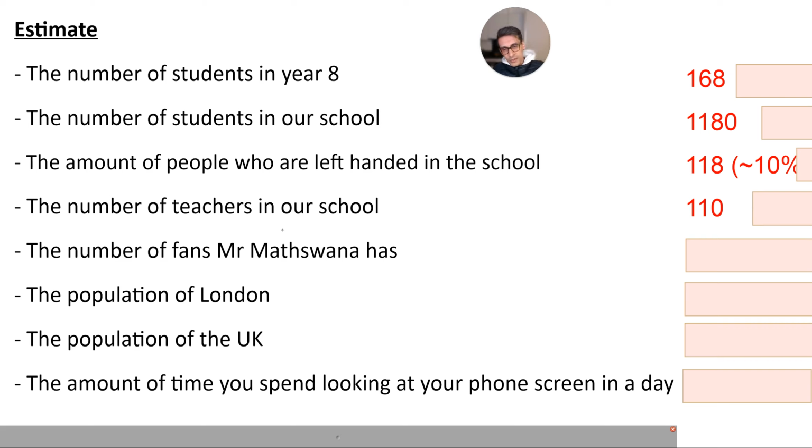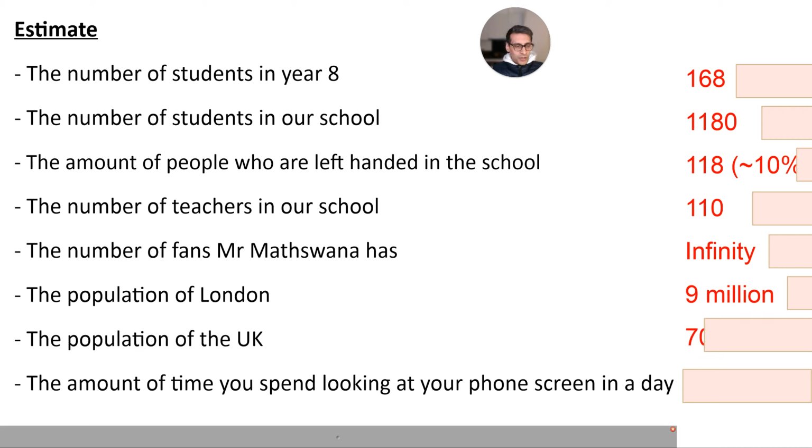The number of fans Mr. Mathwana had, well, that number doesn't go high enough, so it's just going to be around infinity if you round it. The population of London, you may already know this, it's roughly 8.7 million, 8.8 million, so you could say it's about 9 million. The population of the UK, you might know this from geography, it's about 70 million. And then the amount of time you spend looking at your phone screen in a day. You might have an app that tells you this, but this is going to be subjective. It's going to depend on you and how addicted you are to your phone.